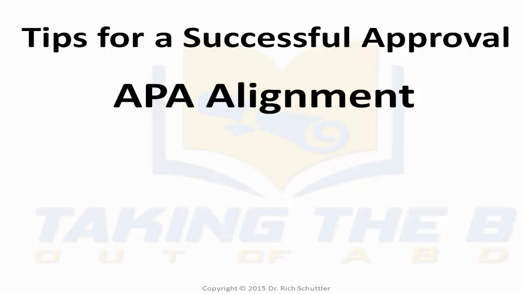Of course, a dean needs to be sure of the APA alignment just like every other person in the system who is involved with your work, from you to the faculty members to your dissertation chair, committee members, and the dean's office. You know you need to align your work with the APA.